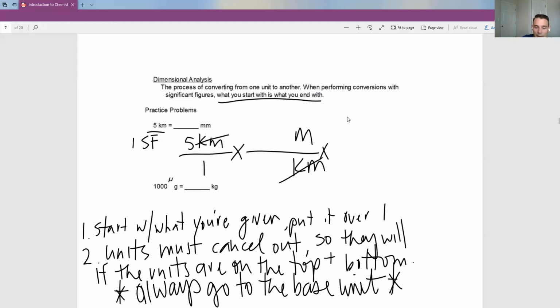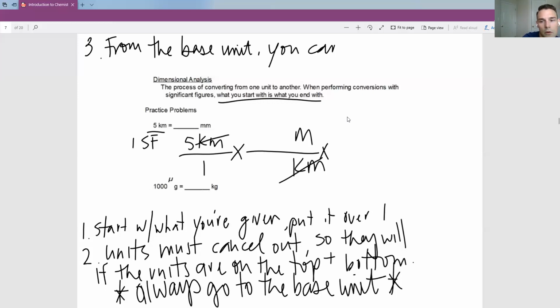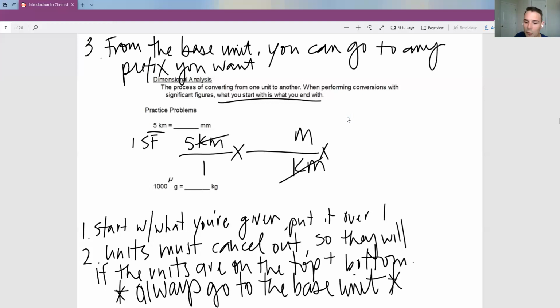And then once you're at the base, I'm going to put 3 up here. From the base unit, you can go to any prefix you want, okay? So I'm going to go from the meter, so I'm going to put meters on the bottom, to I want to go to millimeters, okay?